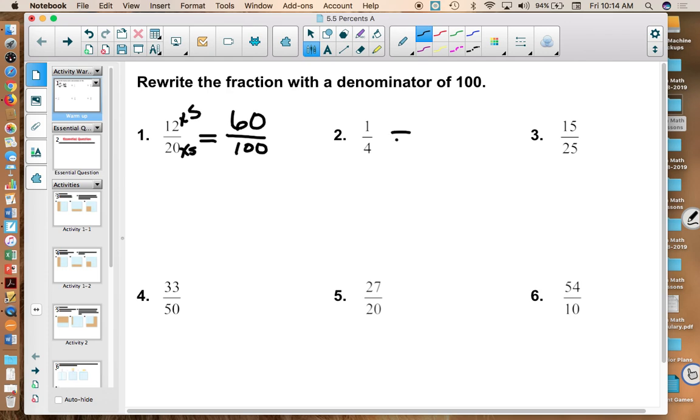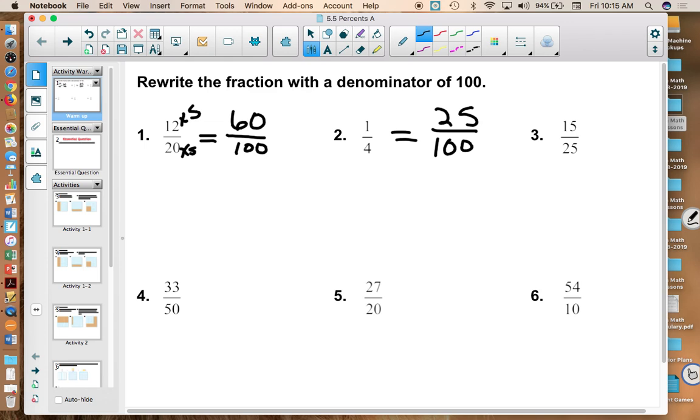What about the second one? I think of that one as thinking of money. I can do that one really quickly because if I've got 1/4 of $1, I actually only have a quarter. But I know I've got 100. And how many quarters are there in $1? 4. Well, if I got one of them and I multiply it by 25, I'm multiplying both that way, okay?